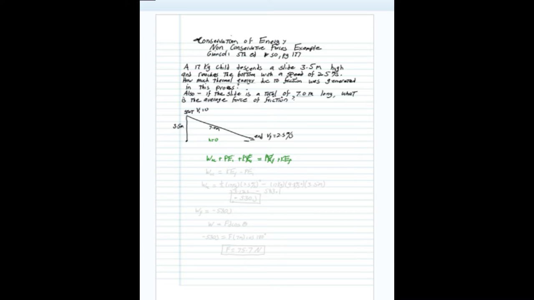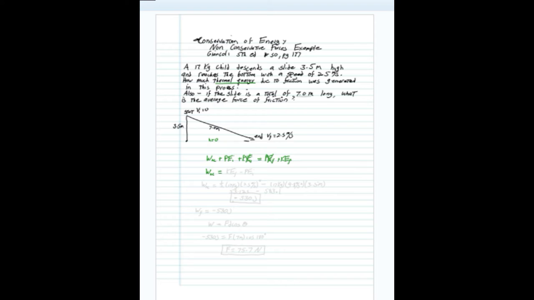So the question really wants to know how much thermal energy. This is not a term we've really seen, but if we think about it, really what it's asking is how much energy was dissipated because of friction and turned into heat. Or another way of saying that is how much work was done by friction in this situation. So we want to know what the work done by friction is, the work non-conservative. So we're going to solve for WNC here.